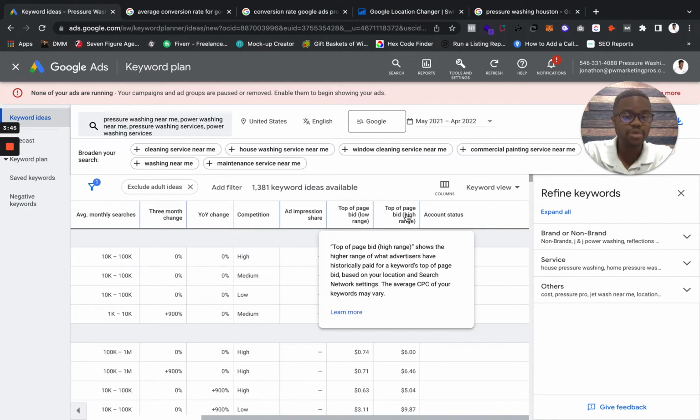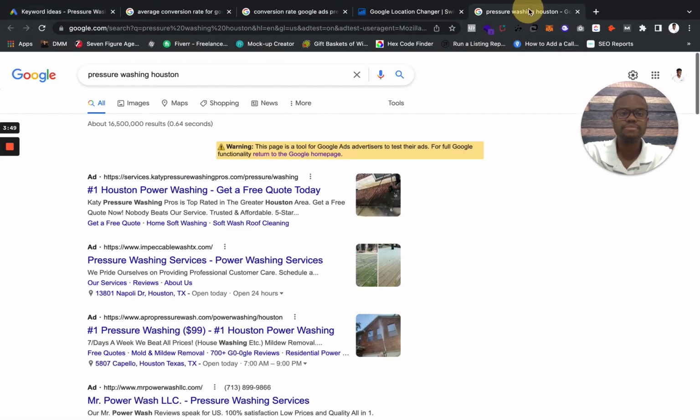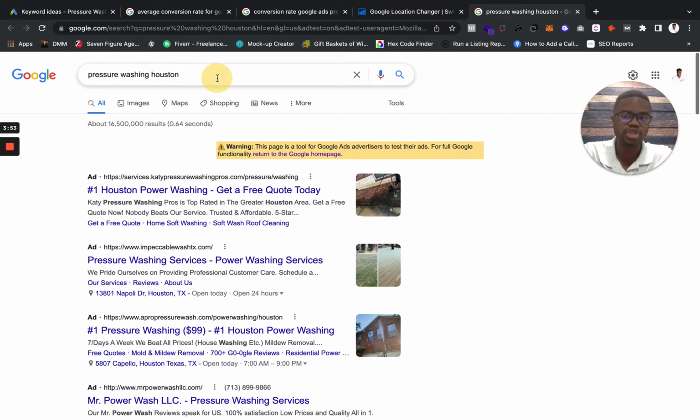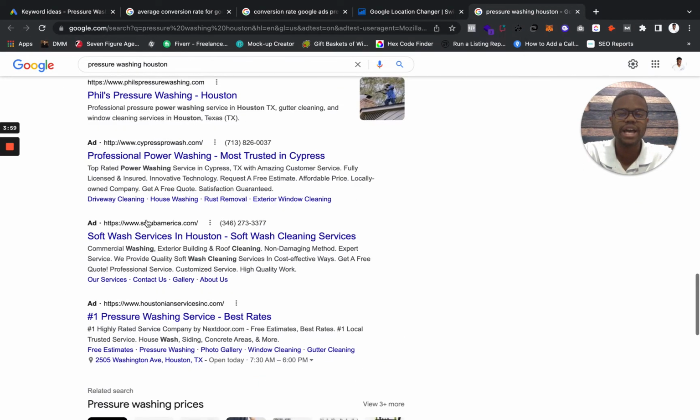Now on the high range, right? What Google basically means is to be right here at the top of the page. If I were to type in something like "pressure washing Houston," I want to show up at the top of the page right here. What's the point of spending on Google Ads if you're consistently showing up down here? There's really no point.